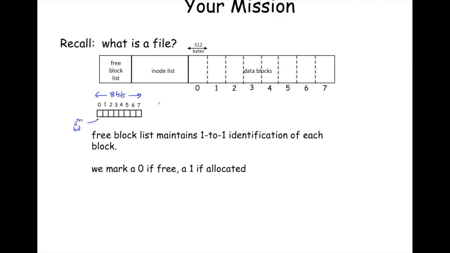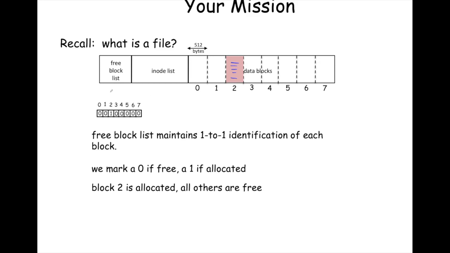And so we mark in a position in this free block list a 0 if the corresponding block is free, and a 1 if it has been allocated. In this particular case, block number 2 has been allocated. You'll notice here, offset 2 (0, 1, 2) in the free block list is marked as 1, and we've colored in data block 2, meaning it's been filled with some data. It's been allocated. But all the other blocks, 0, 1, 3, 4, 5, 6, 7, are free.